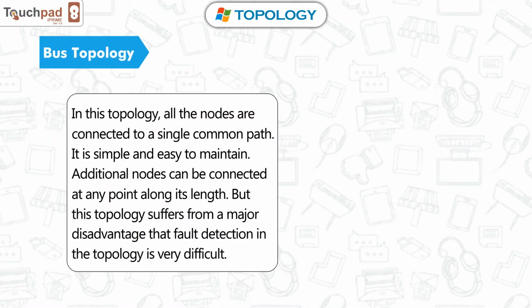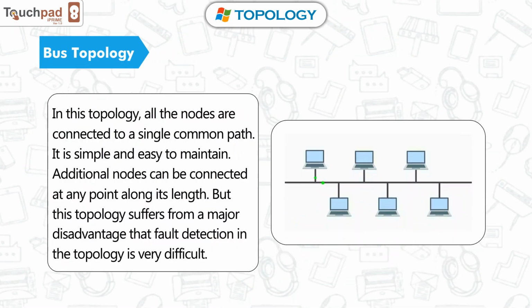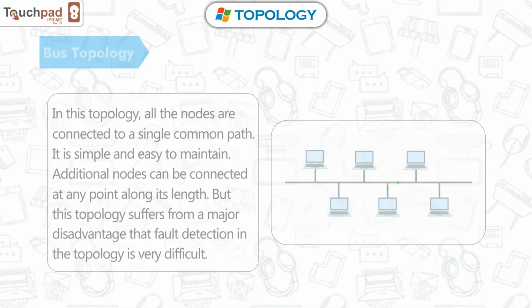Bus topology. In this topology, all the nodes are connected to a single common path. It is simple and easy to maintain. Additional nodes can be connected at any point along its length. But this topology suffers from a major disadvantage that fault detection in the topology is very difficult.